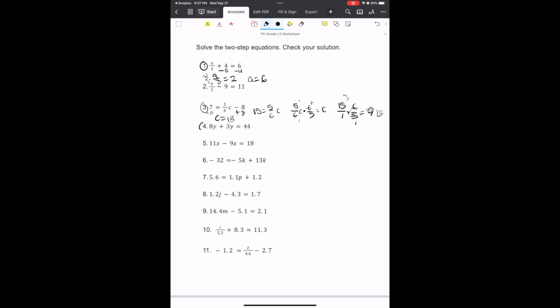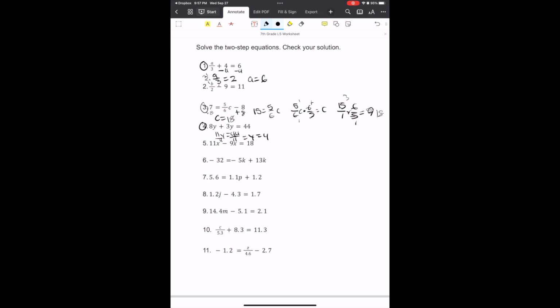We can do number 4. 8y plus 3y is equal to 44. So what you want to do is add both the y values. So 8y plus 3y is equal to 11y is equal to 44. Then you want to divide 11 from both sides to get y is equal to 4.